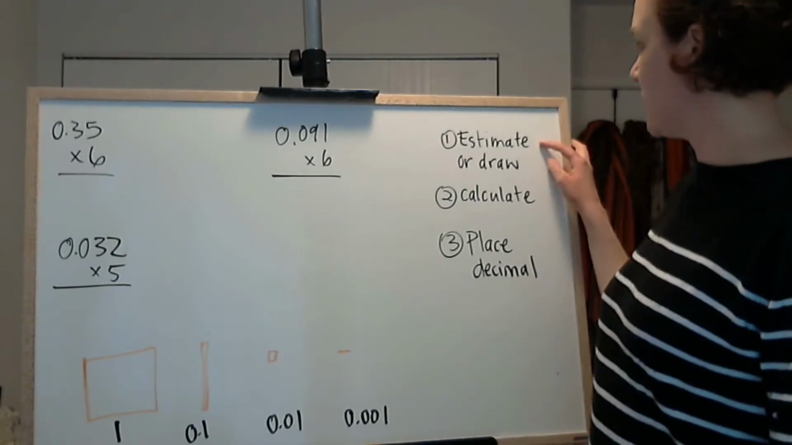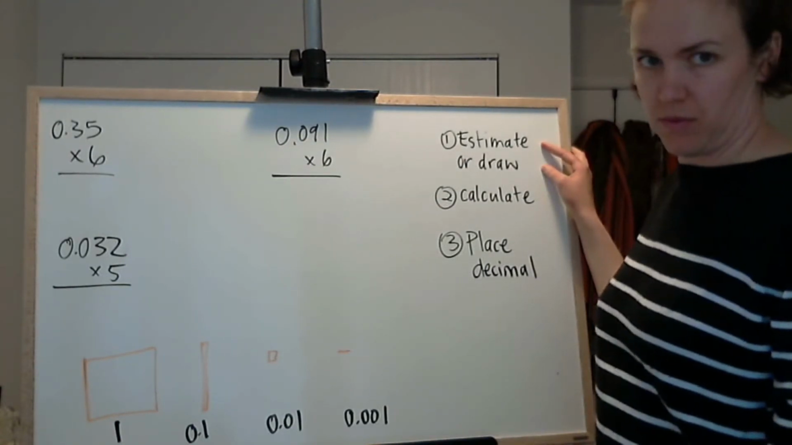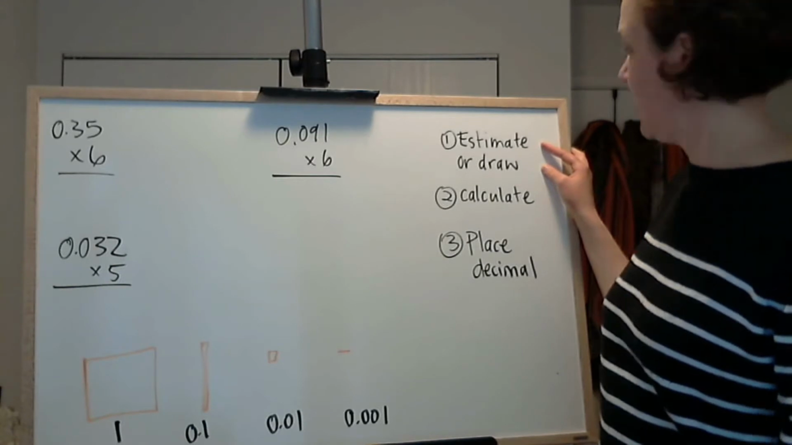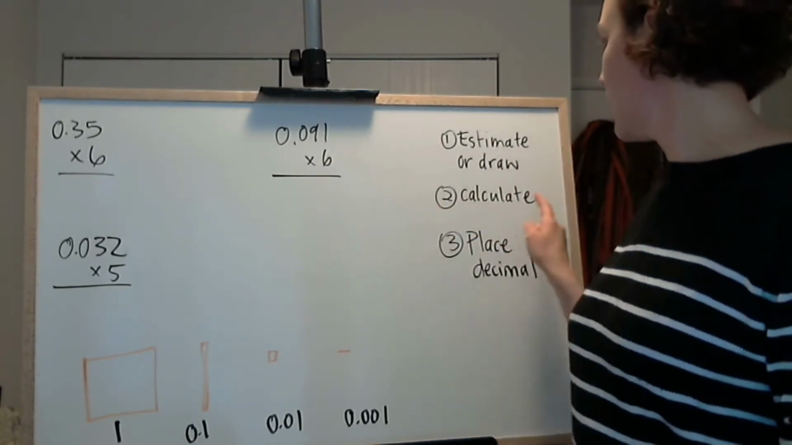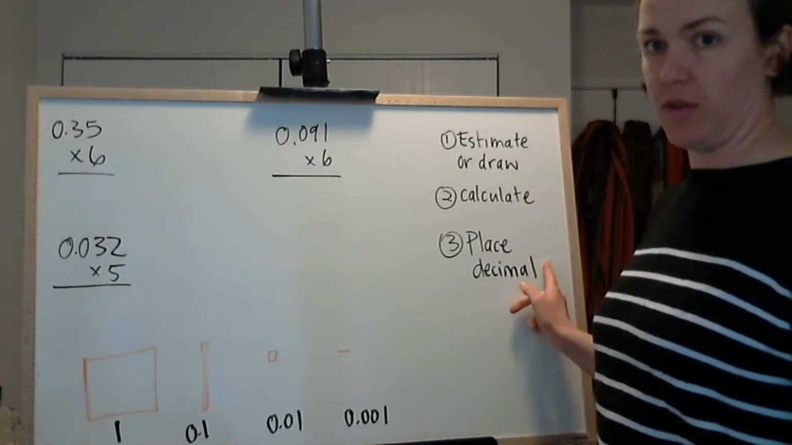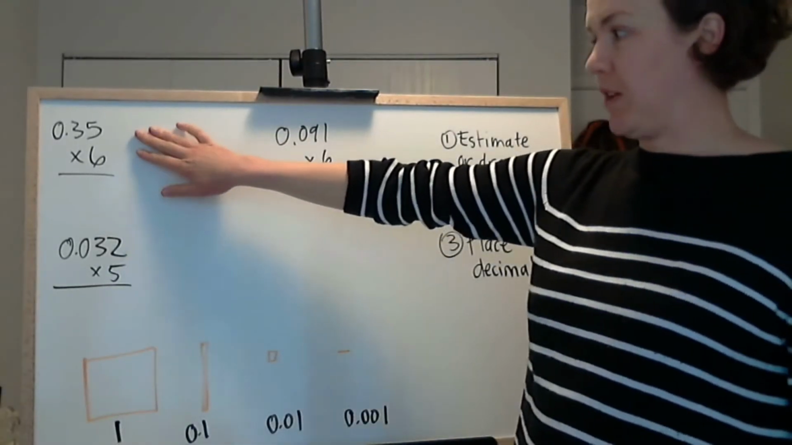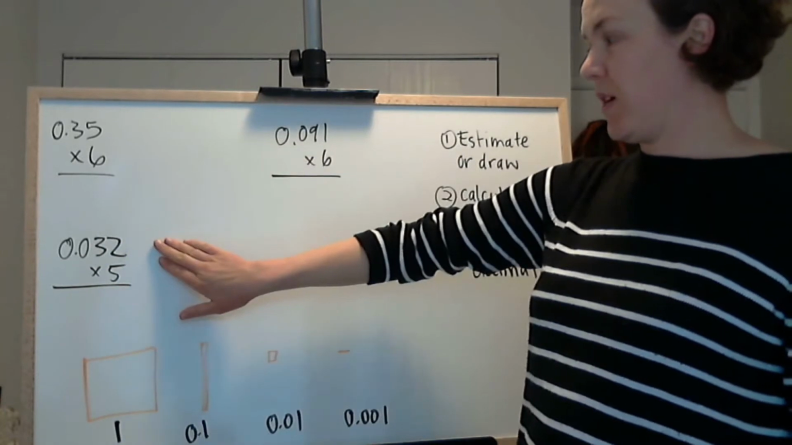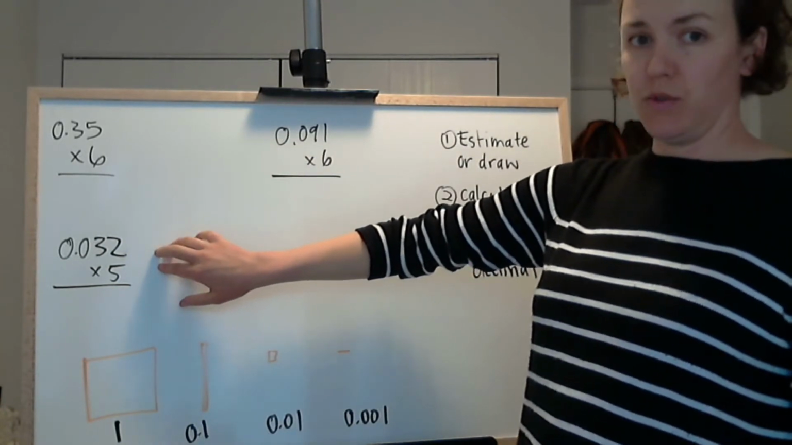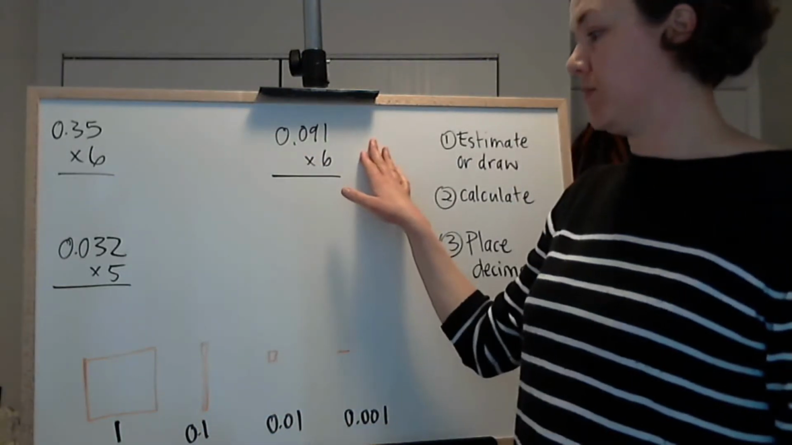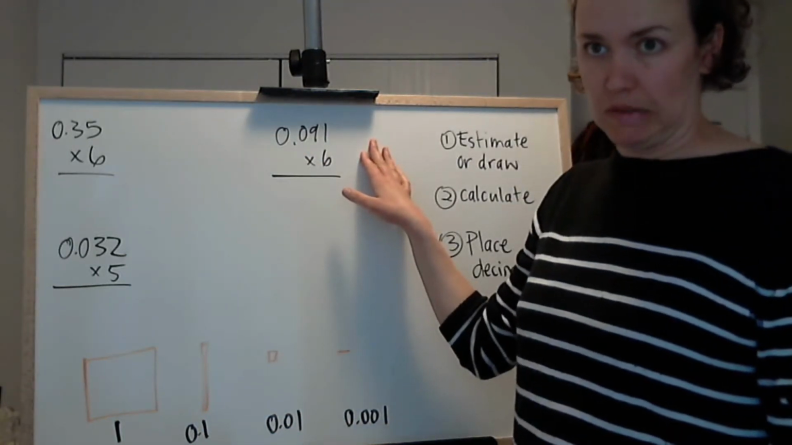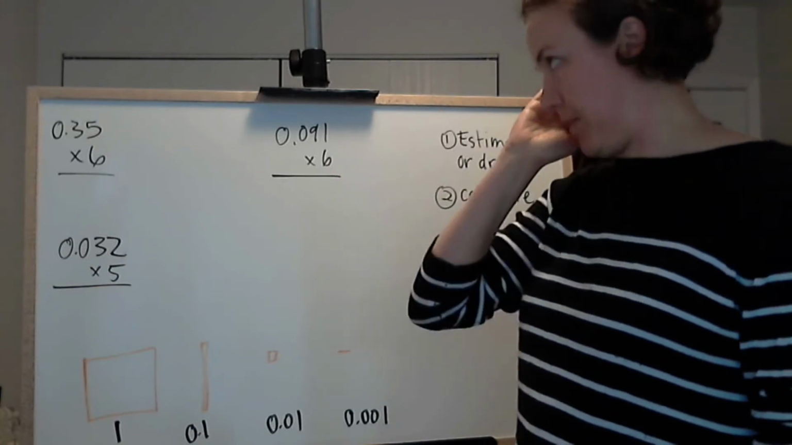So the steps are estimate or draw, and you can do estimation with manipulatives or by drawing or using a benchmark. Then we calculate and then we put the decimal. So for this example, I'm going to use a benchmark. For this one, I will do a drawing. And for this one, I'm just going to use the straight shortcut.